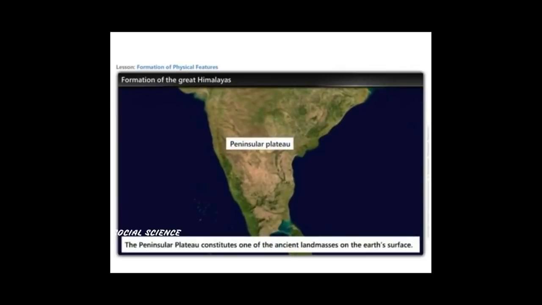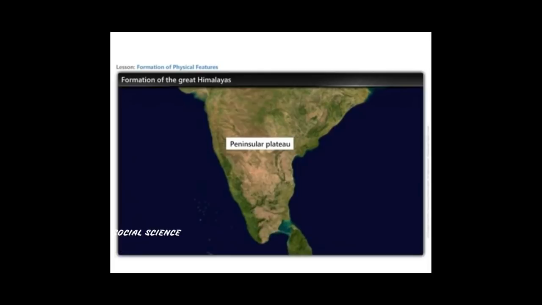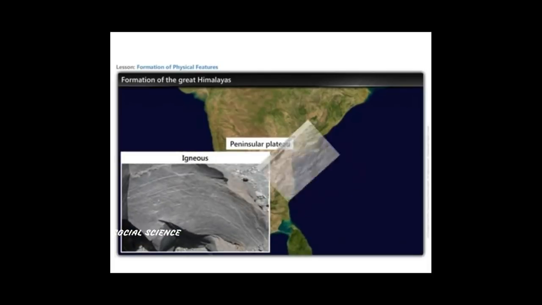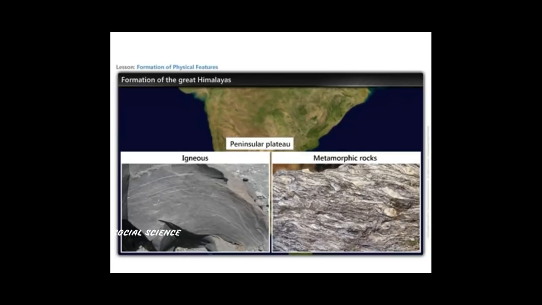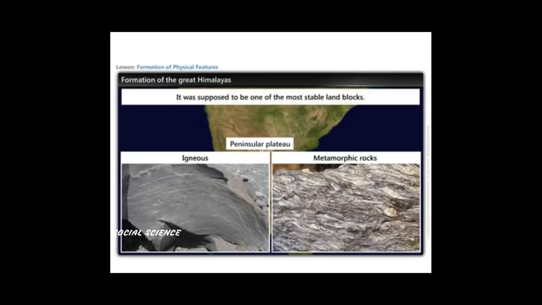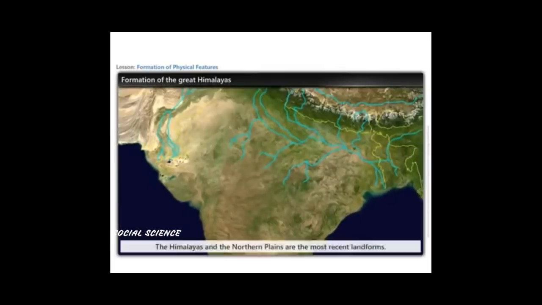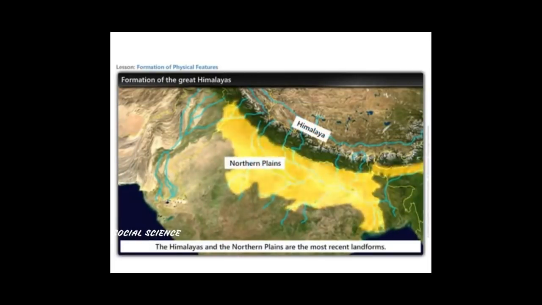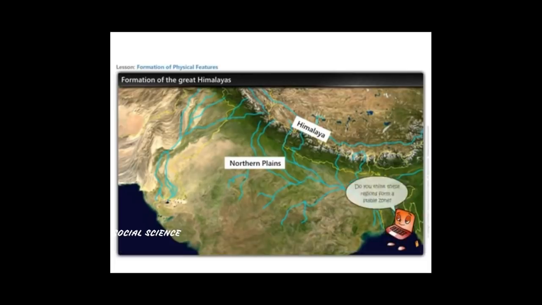The Peninsular Plateau constitutes one of the ancient land masses on the Earth's surface. The Peninsular Plateau is composed of igneous and metamorphic rocks with gently rising hills and wide valleys. It was supposed to be one of the most stable land blocks. The Himalayas and the northern plains are the most recent landforms. Do you think these regions form a stable zone?